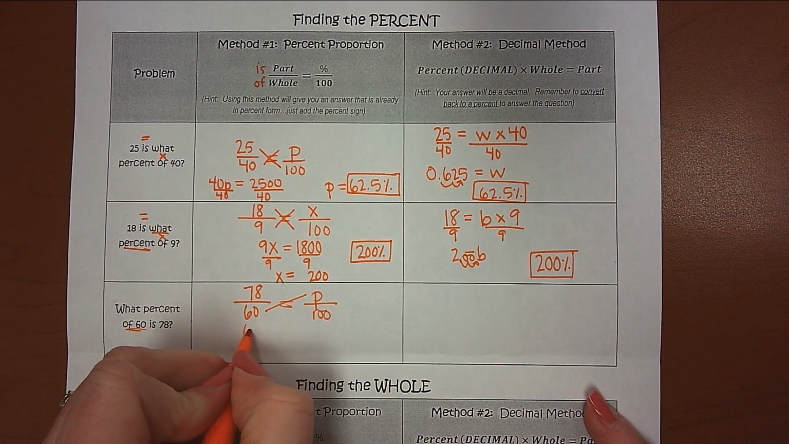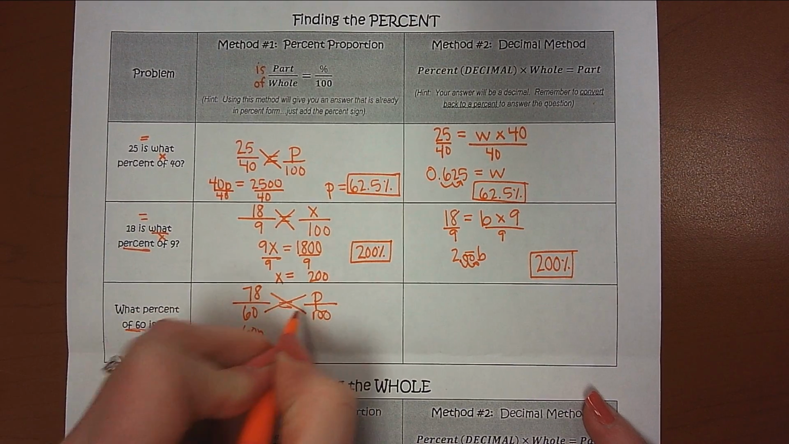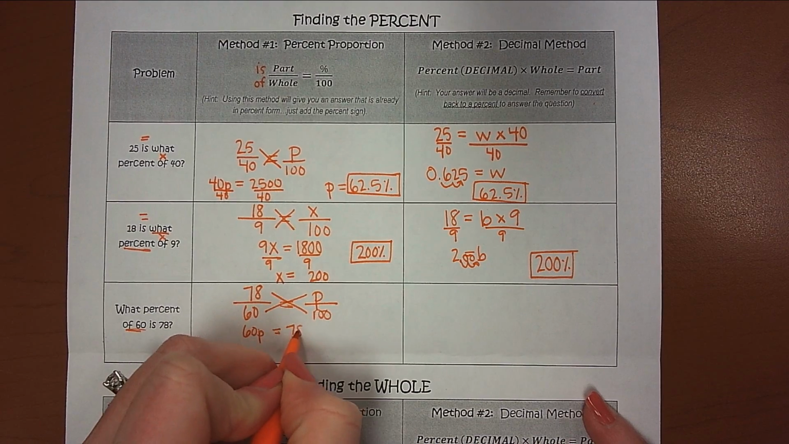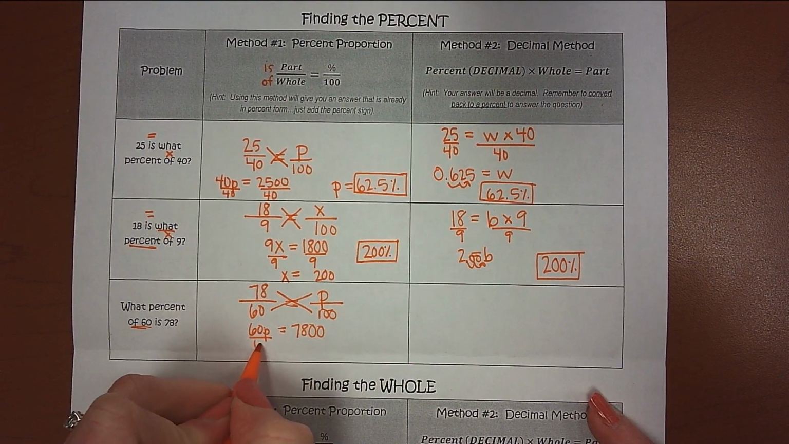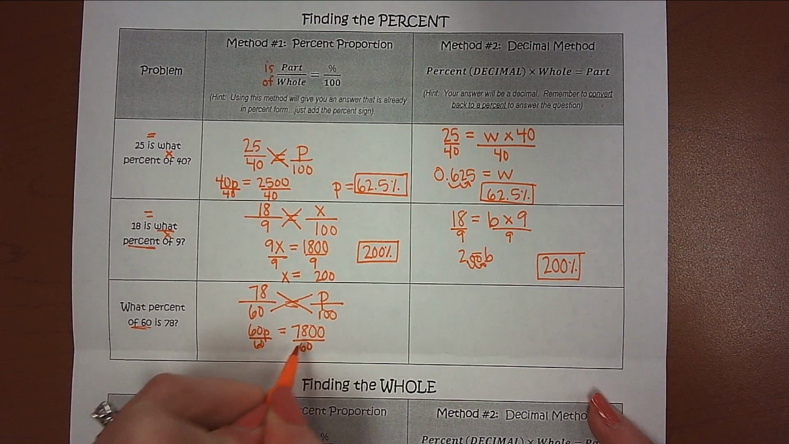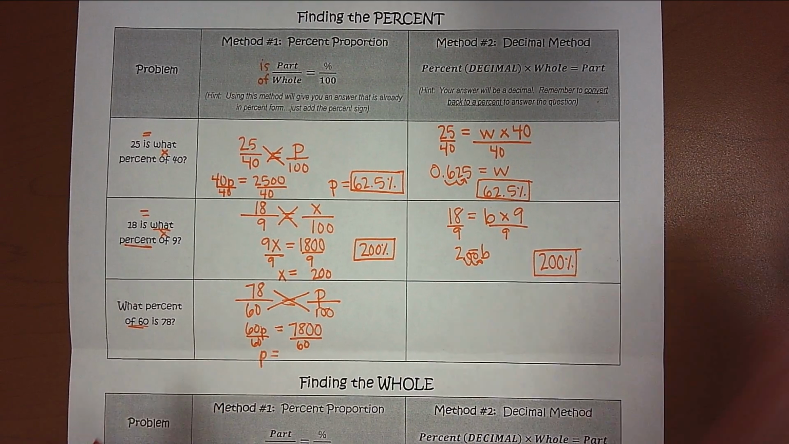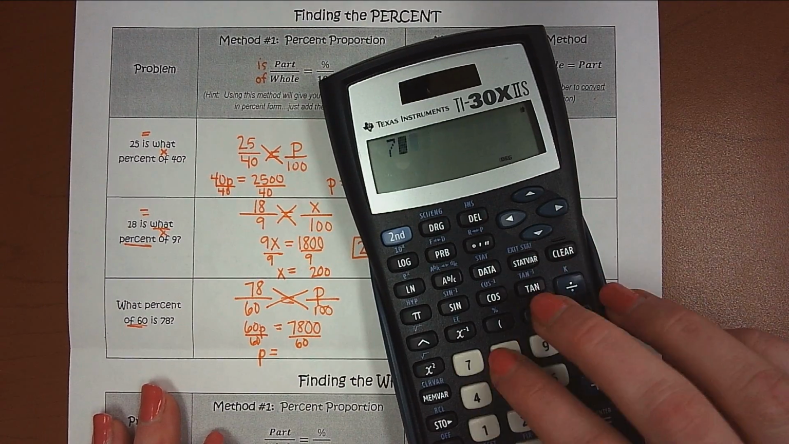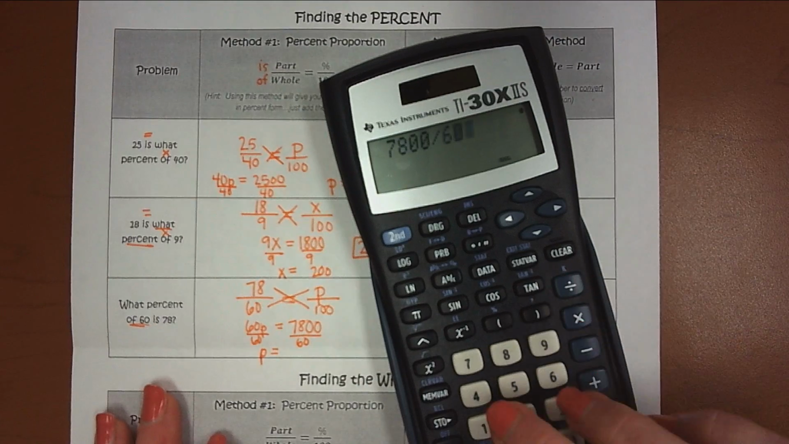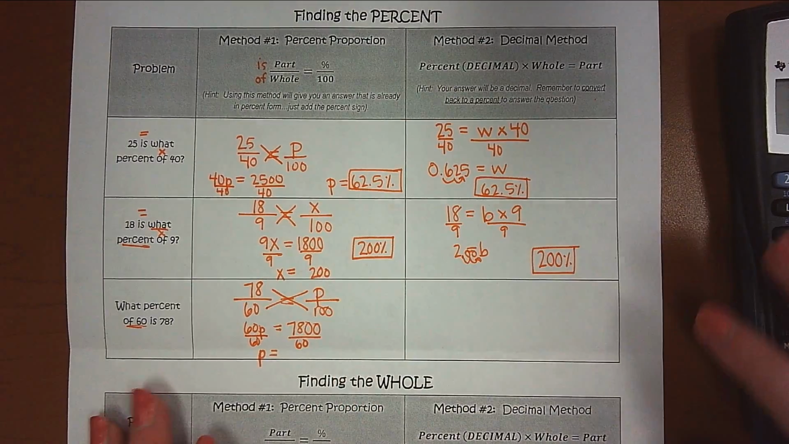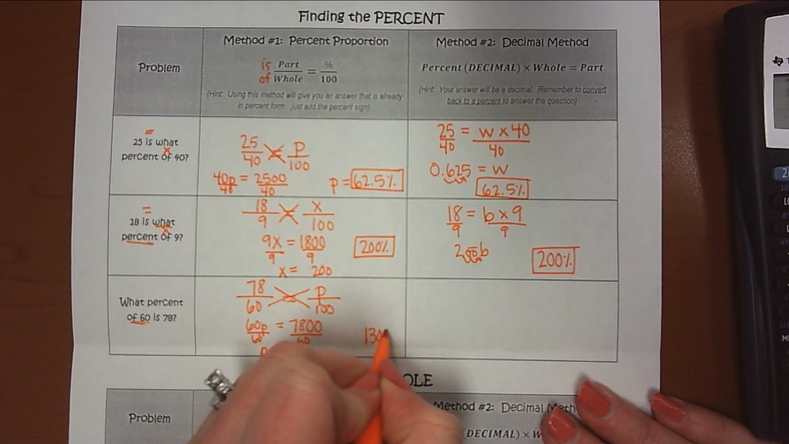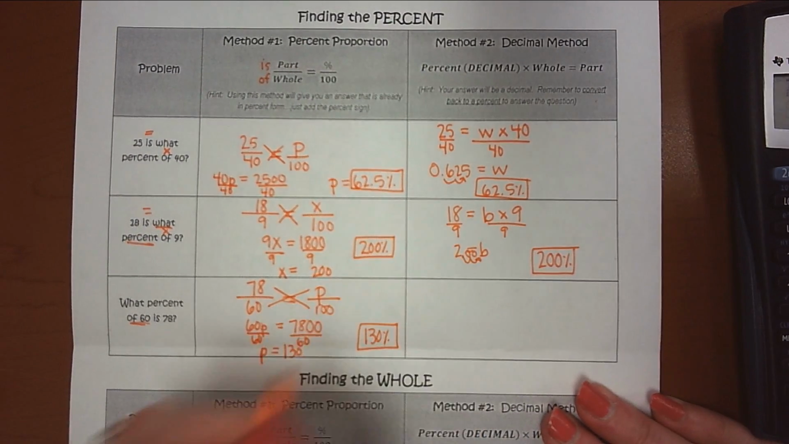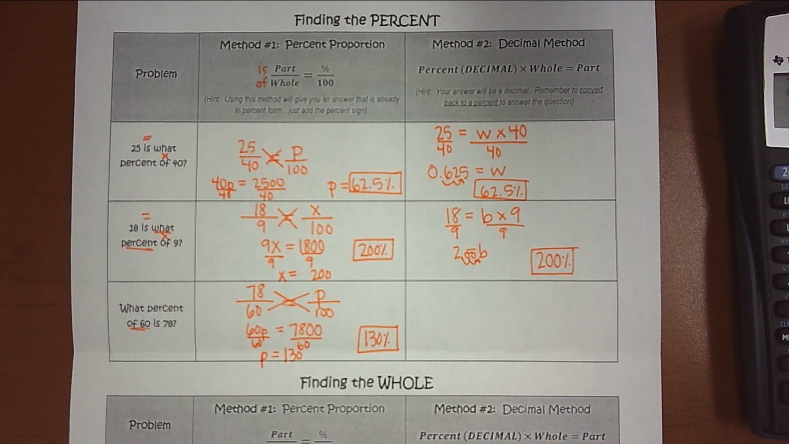60 times p is 60p, 78 times 100 is 7,800, and then the inverse of multiplying by 60 is dividing by 60, and when I do that to both sides, 7,800 divided by 60 gives me p equals 130. So for this percent, I can just add a percent sign to my answer, 130%.